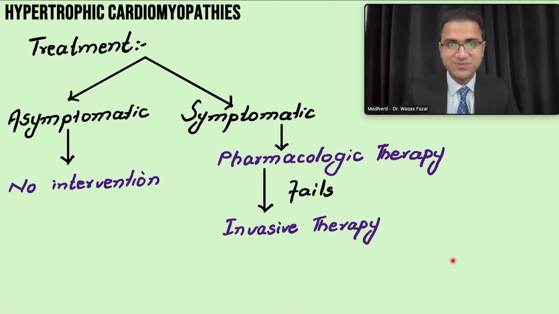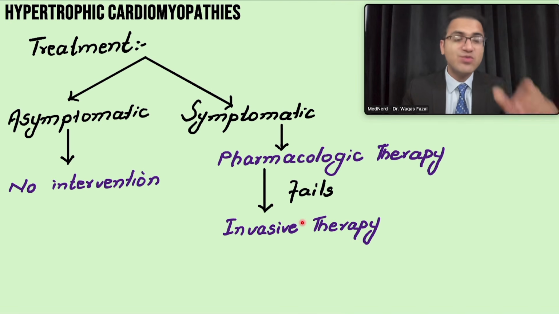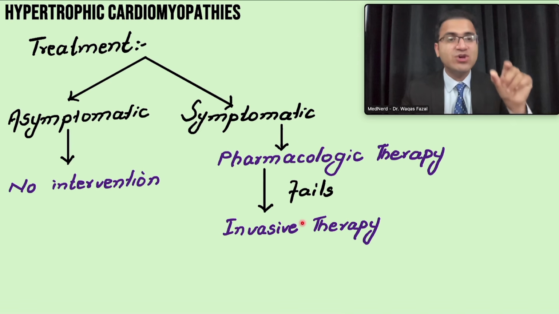So, if the pharmacological therapy fails or if the patient is severely symptomatic and you decide that you are going ahead with the invasive therapy, what you do is treat the outflow obstruction. In outflow obstruction treatment, you remove the extra part of the septum so that the septum does not cause obstruction to the left ventricular outflow tract.